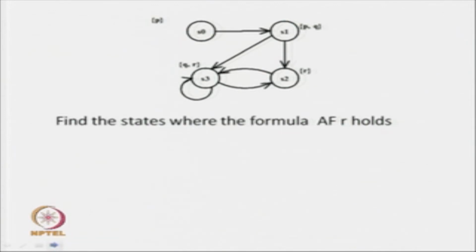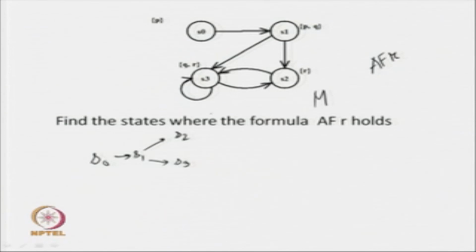Now, the first question I said: find the states where the formula AFR holds, that means in all paths in the future R holds. We have to see that it is a state formula. Now, we are going to look for the state S0, and say that this is my model M. In S0, only one path is emanating, going from S0 to S1, then from S1 I have two possibilities, either I go to S2 or S3.